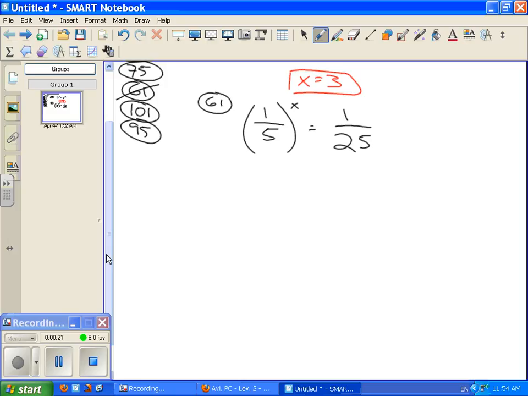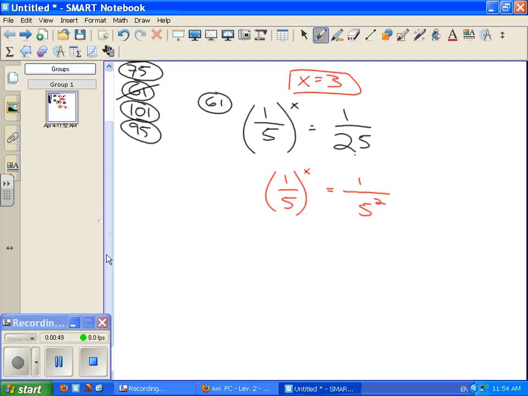For this one, I would like these both to have the same base. The square root of 25? Yeah. So instead of 25, I could rewrite that as 5 squared.